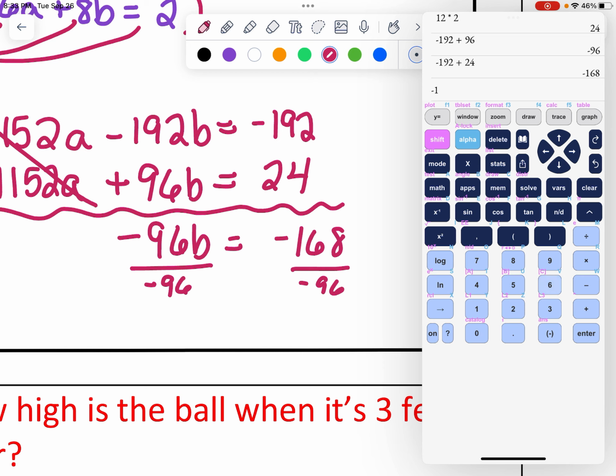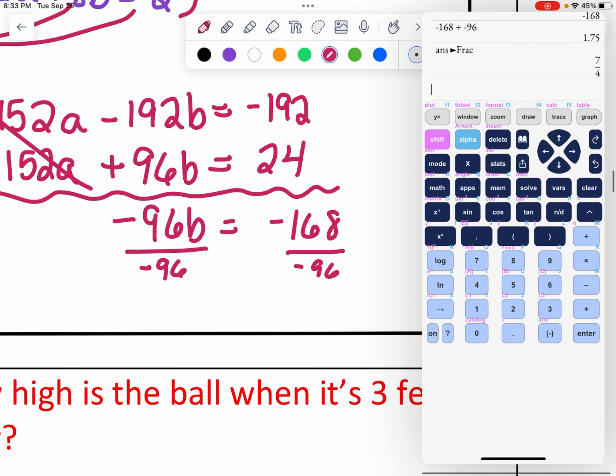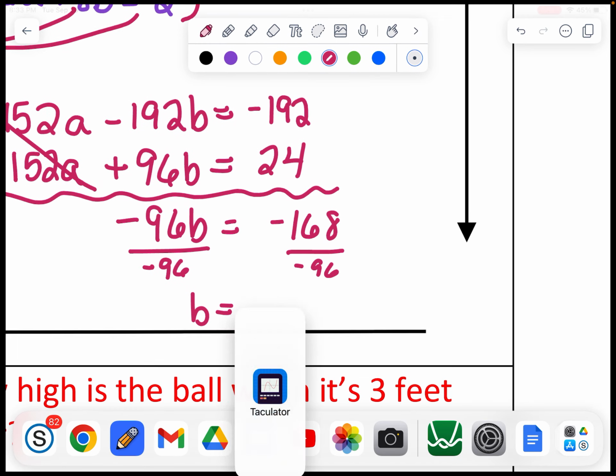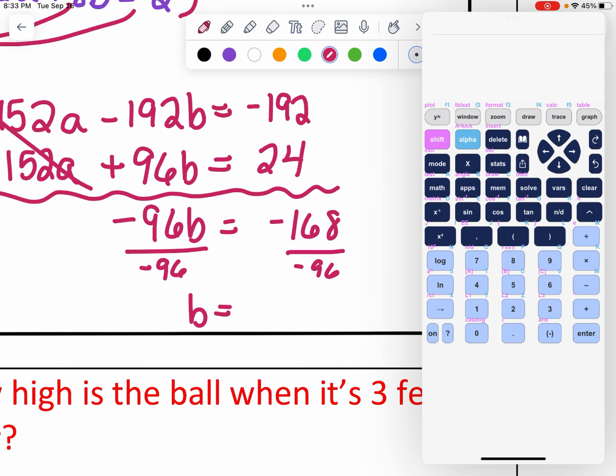Negative 168 divided by negative 96. Good, I think that looks pretty good from what I remember from doing it before. So B ends up actually being 7 over 4. But since we're using a word problem, and since it's a pretty decent decimal, I'm going to go ahead and write it as 1.75. There. I'm going to leave B like that.